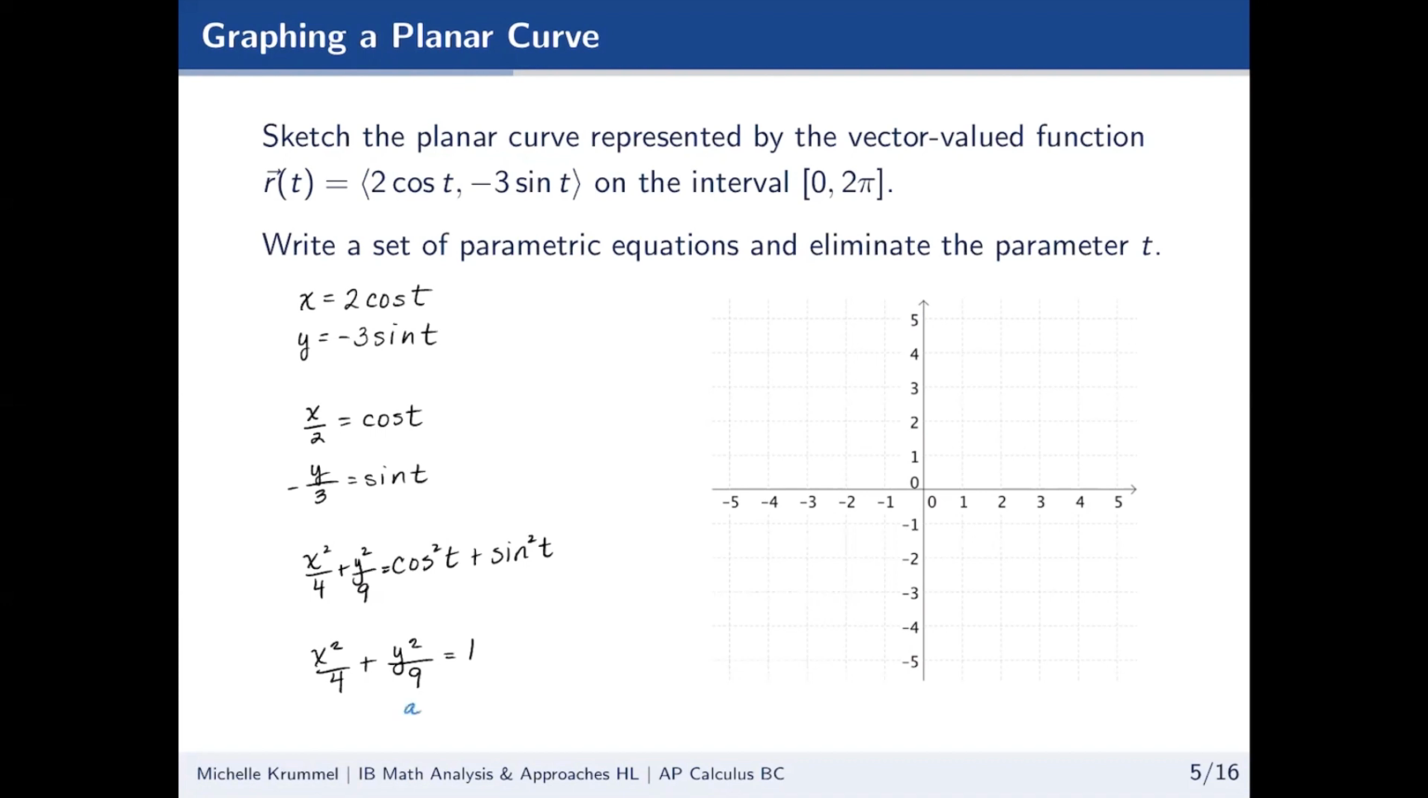So here, if we're thinking about the standard form of an ellipse, our a value is 3. The center for this ellipse is 0, 0, because we can think of this as x minus 0 squared and y minus 0 squared. So our ellipse is centered here at 0, 0. And then major axis, from that center point, we're going to go up 3, down 3. And that's going to give us our vertices.